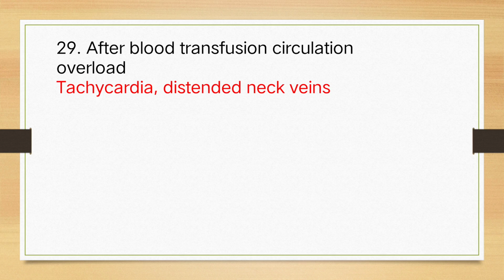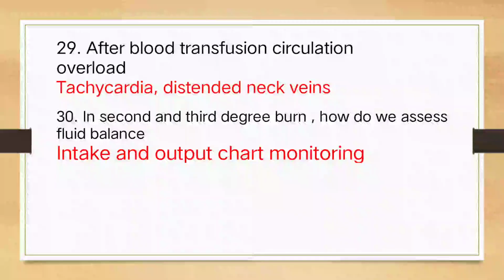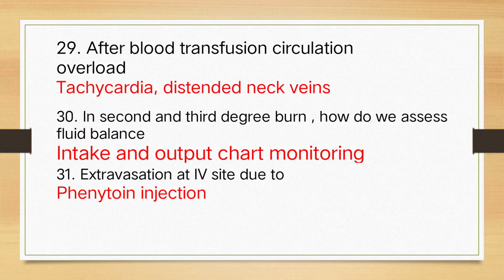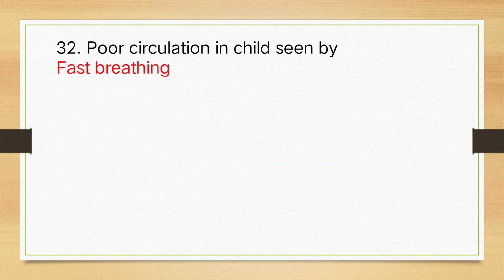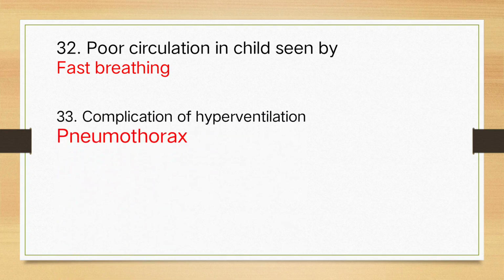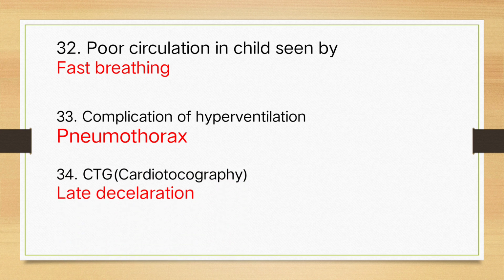After blood transfusion, circulation overload is seen by tachycardia and distended neck veins. In second and third degree burn, how do we assess fluid balance? Mainly IO chart monitoring. Extravasation at IV site can be due to which type of injection is phenytoin injection. Poor circulation in child is seen by fast breathing. Then complication of hyperventilation, pneumothorax.